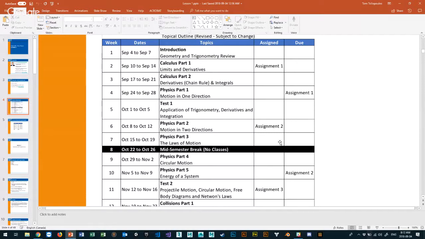But the first part is all kind of a math thing. And then when we get into the physics part, we're going to be talking about motion, simple motion, motion in 1 and 2D, and then the laws of motion, so that's Newton's laws, right? Some of you may have done high school physics, and it'll be a review for you. I'll go over that again.